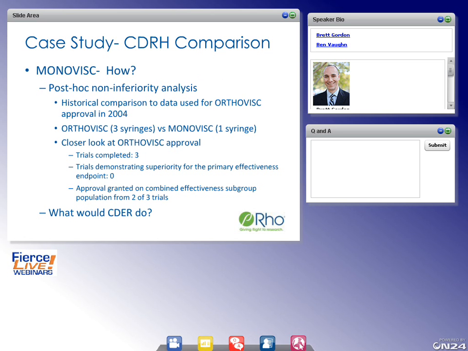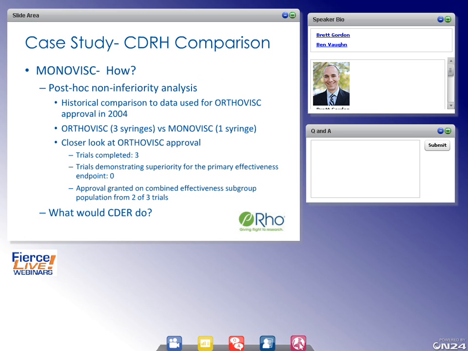It gets a little bit more interesting because if you go back to the original Orthovisc approval, 3 trials were completed to try to establish efficacy for that original indication of pain. They demonstrated superiority in approximately no trials, did a combined effectiveness subgroup analysis, and were able to get an approval. So long story short, what would CDER do?